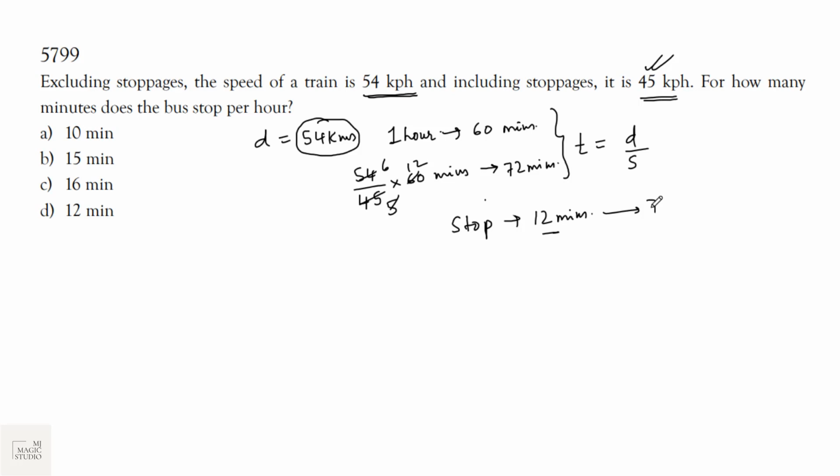But 12 minutes in a journey of 72 minutes. So in a journey of 60 minutes, stoppage time would be 12 by 72 into 60. 12 6 times, 12 5 times, and this goes 2. That is 10 minutes. 10 minutes stoppage is for the train, not the bus, it is train. For how many minutes does the train stop per hour? The train stops for 10 minutes every hour. Option A fits in.